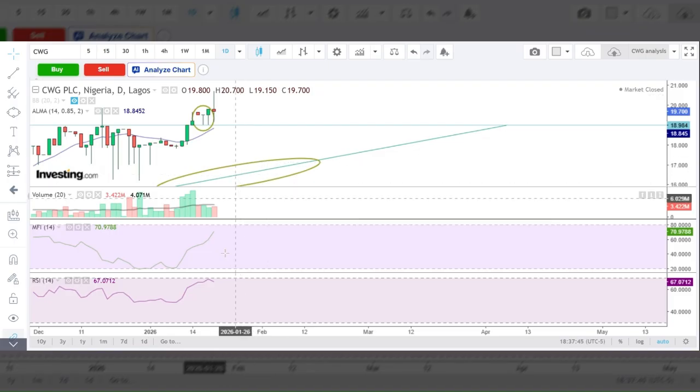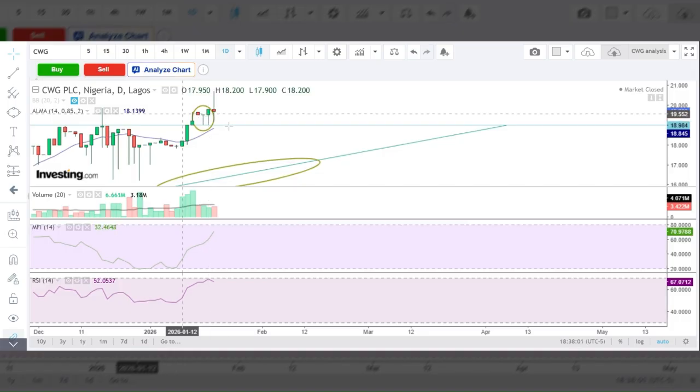And looking at the MFI, that is money flow, it is good. The RSI is not in the overbought region, which is also another good signal. So this is a very good one. If you have a position in CWG, I think we can still leave the position there and continue watching how the price will go. That is it for CWG.